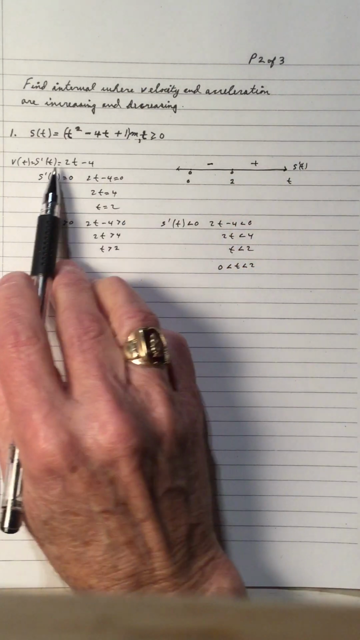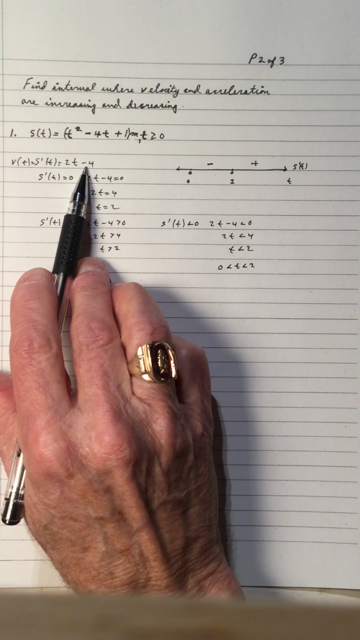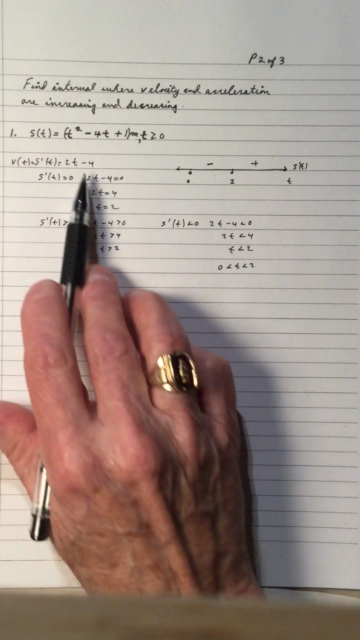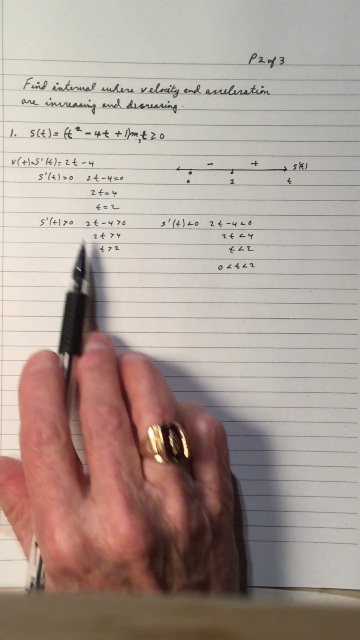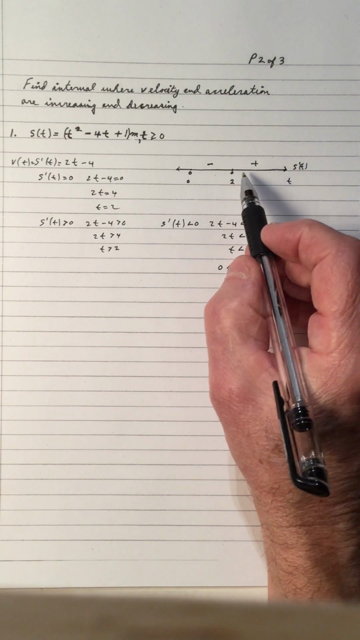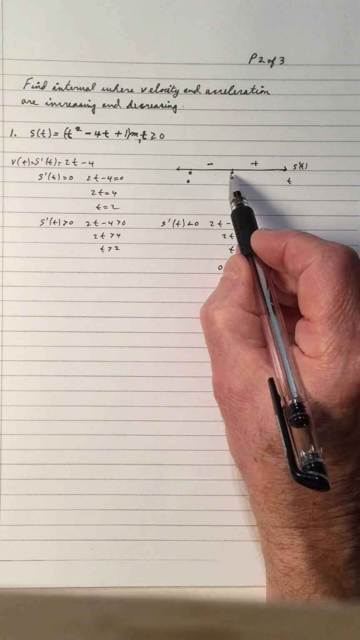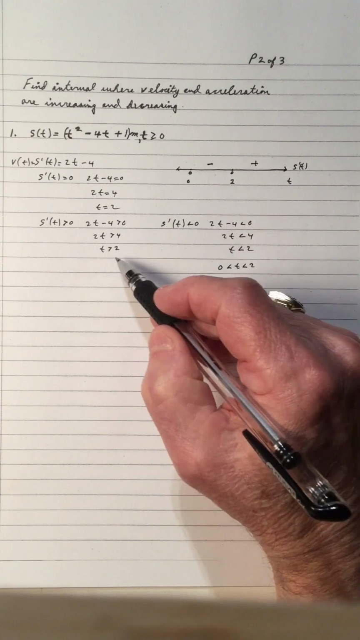And just check that out. If you put a 1 in here, you get 2 minus 4, which is negative 2, so that's negative. If you put a 3 in here, you get 6 minus 4, which is 2, and that's when it's positive. So this is where the velocity is negative between 0 and 2, and it's positive when t is greater than 2.